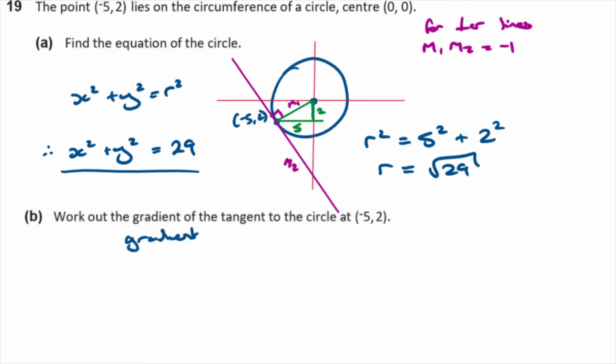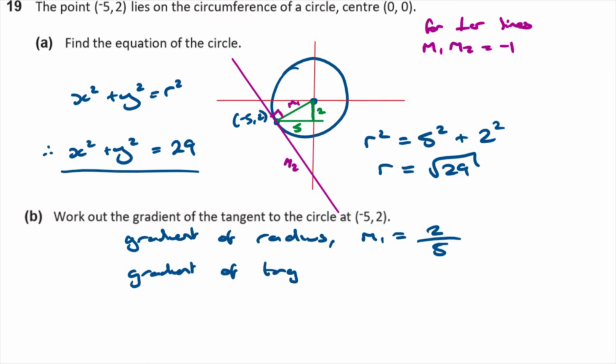Gradient of radius is going to be change in y divided by change in x, isn't it? So change in y is 2, and change in x is 5. So that's going to be 2/5. So the gradient of the tangent, m2, is going to be minus 1 over m1, isn't it? So it's the negative reciprocal.